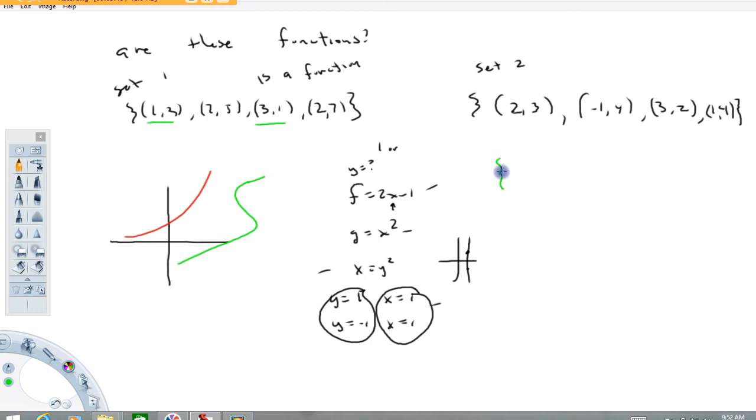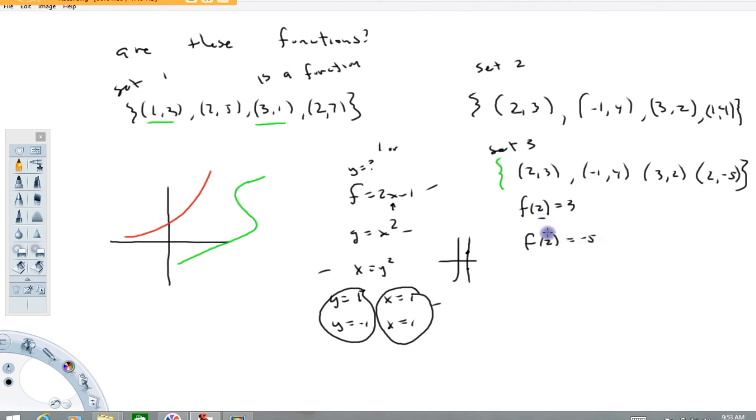I'm going to look at a third set here, very similar to it, where 2 gets mapped to 3, negative 1 gets mapped to 4, 3 gets mapped to 2, 2 gets mapped to negative 5. Call this one set 3. This one does have a problem as you read these across here, because here we've got that f of 2 is 3, but here we've got that f of 2 is minus 5. Now we have one x value going to two different y values. That's a no-no. This is not a function.